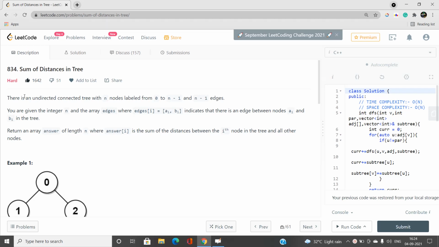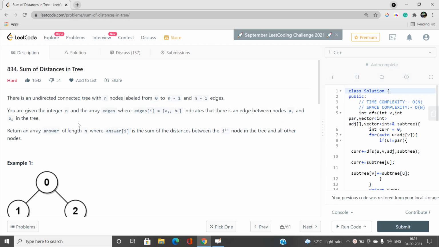There is an undirected connected tree with n nodes labeled from 0 to n minus 1, and since it is a tree, it has n minus 1 edges. We have been given the integer n and the array edges, where edges[i] denotes two integers, meaning there is an edge between the node ai and the node bi in the tree.